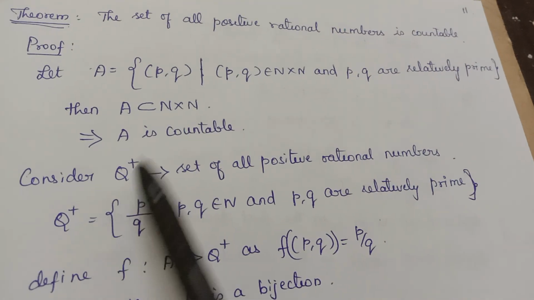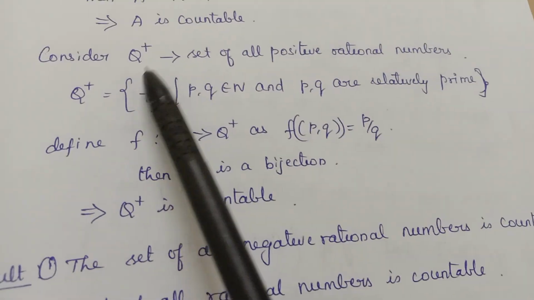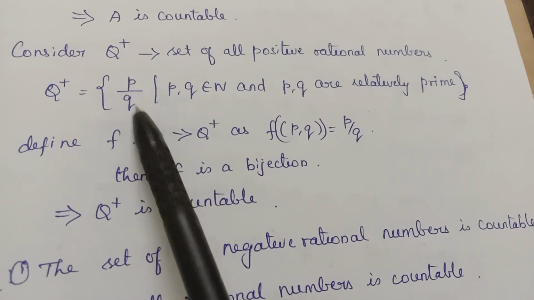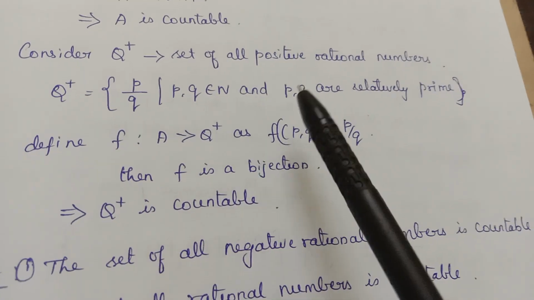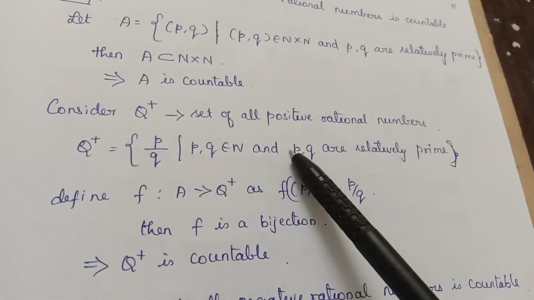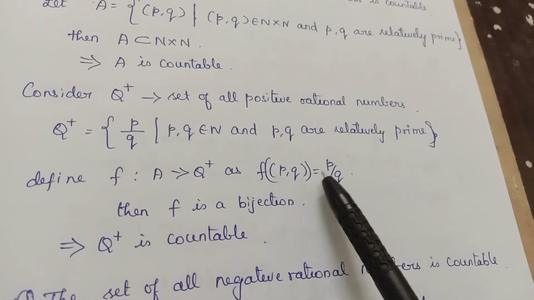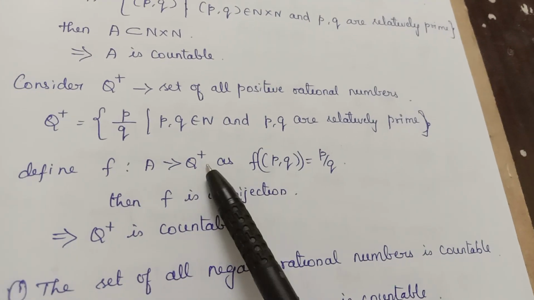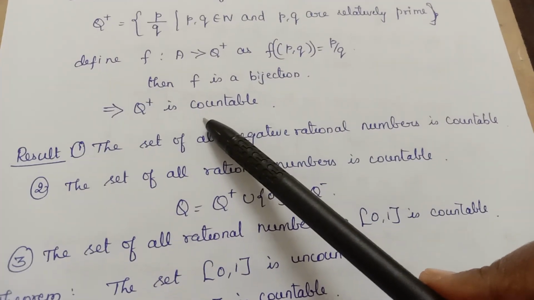Okay, now let's come to the question. Positive rational numbers. Let Q plus denote the set of all positive rational numbers. How do you define positive rational numbers? They are in the form p by q, where p and q are non-zero numbers, that is natural numbers, and they are relatively prime numbers. So you can establish a one-to-one correspondence between this Q plus and A, as f be a mapping from A to Q plus defined as f(p,q) equal to p by q. Obviously this will be a bijection. Therefore, since A is countable, Q plus is also countable. So what do we conclude? Q plus is countable. That is, the set of all positive rational numbers is countable.